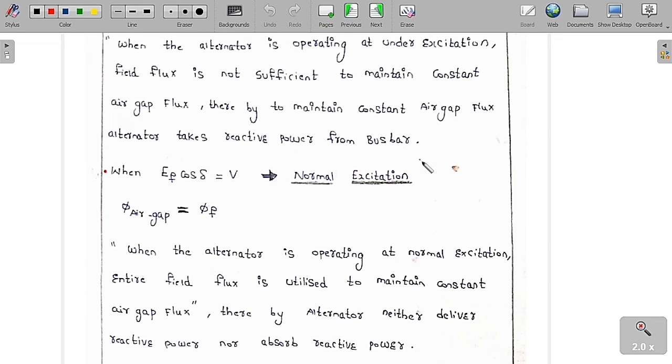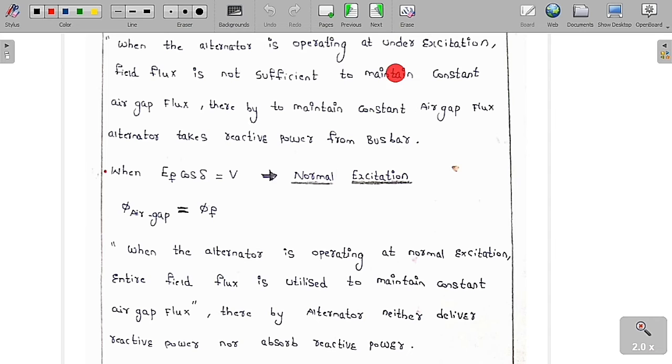So whenever the alternator is operating at under excitation, which is called leading, the field flux is not sufficient to maintain the constant air gap flux. Thereby, to maintain constant air gap flux, the alternator takes the reactive power from the bus bar, because the field flux is not sufficient to satisfy the air gap flux. So we need extra flux from the armature. Therefore, it is going to accept the reactive power to produce the 3 milliweber, from the outside world, or we can say from the outside bus bars.